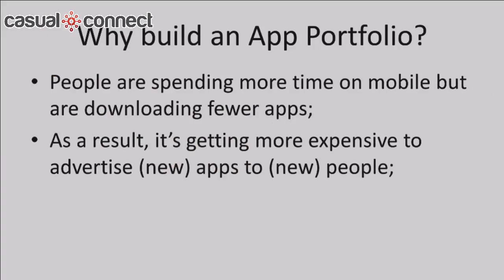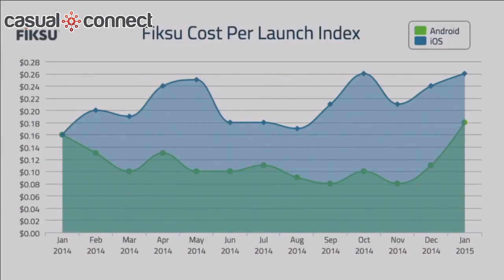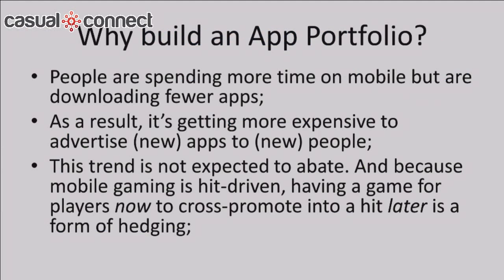So as a result of all those data points, it's getting more expensive to advertise new apps to new people. This is probably familiar to everybody in the room, and I would not expect this trend to abate. And because mobile gaming is hit-driven, having a game for players now to cross-promote into a hit later is a form of hedging, right? So if you think about it, I'm working on a game, it's going to be a hit, but it's going to take 2 years to get to market.